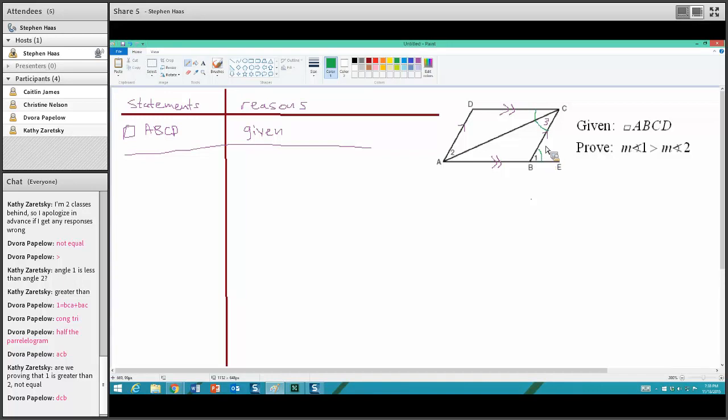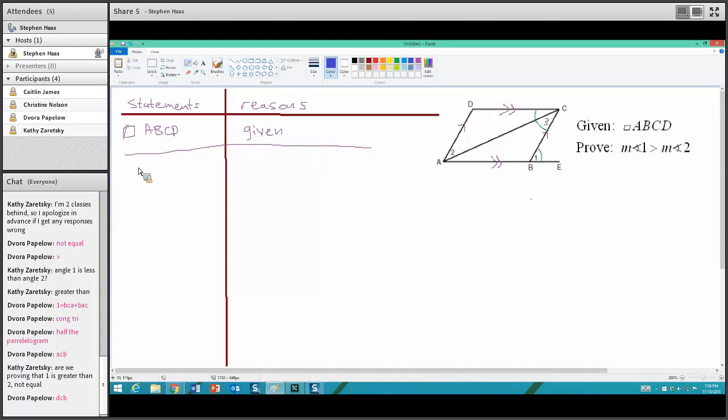So if angle 1 has to equal angle 3 plus whatever this thing is over here, well, then obviously angle 1 has to be bigger than angle 3 by itself. And if it has to be bigger than angle 3 by itself, well, then it has to be bigger than angle 2 by itself because angle 2 and angle 3 are equal to each other. That's the strategy that I would use to solve this. So let's write this out quickly.